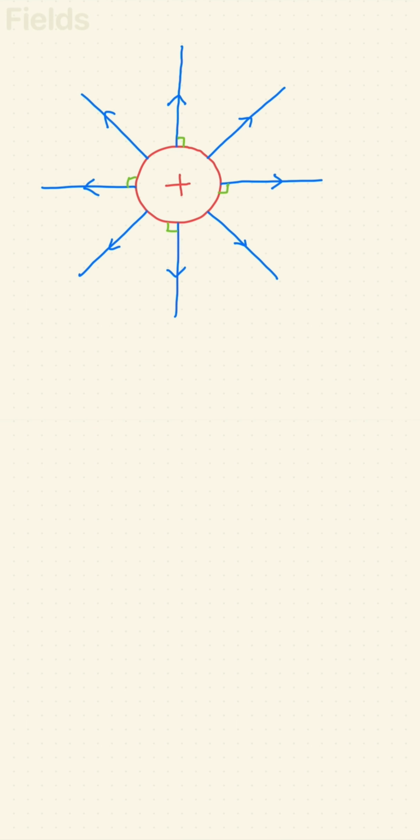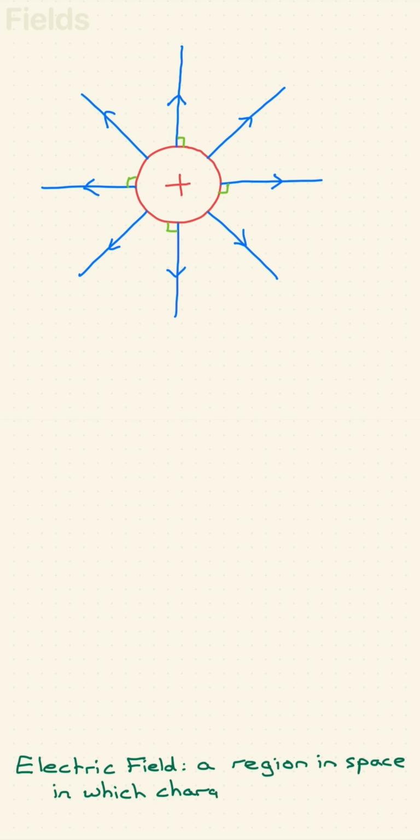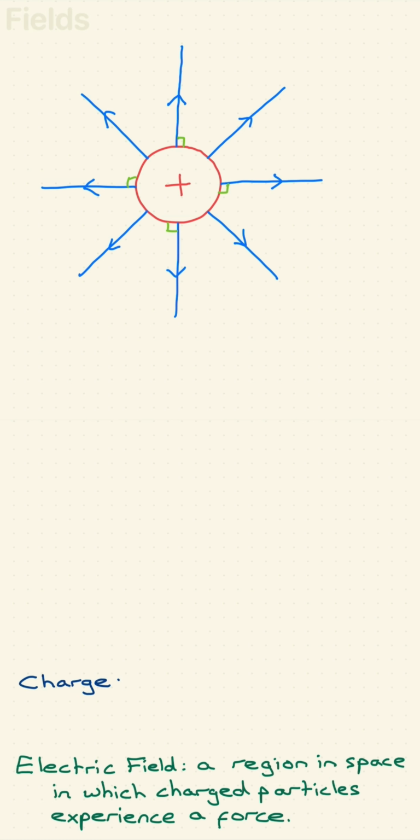The definition of an electric field is this. An electric field is a region in space in which a charged particle experiences a force. So, being charged means the particle experiences a force in an electric field.